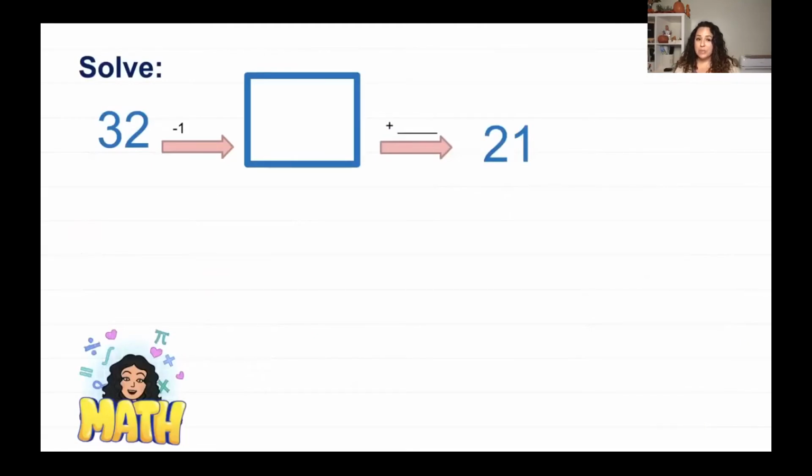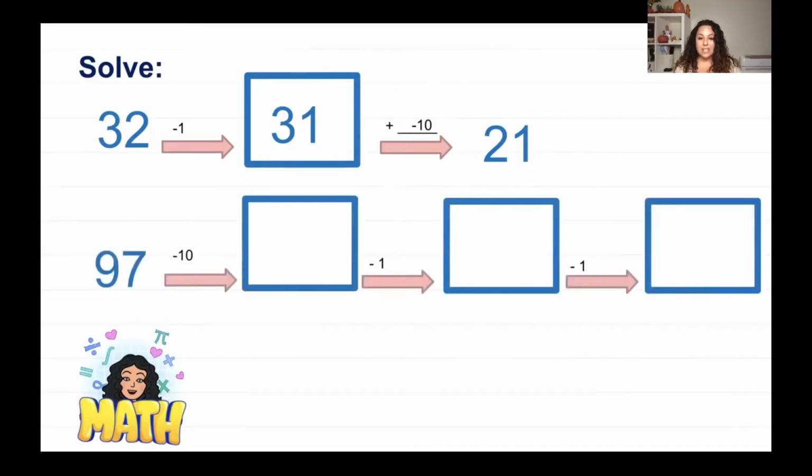We have 32 take away 1. Let's go ahead and look at this arrow way. I have 32 minus 1. So when I have 32 minus 1, I'm going to go the opposite way on my hundreds chart, and that is 31. Now, I want you to look at this problem because it already gave me the answer. It's 21, but the only thing that's missing is this right here. To get from 31 to 21, did I subtract 10 or did I subtract 1? I subtracted a 10, so I'm going to go ahead and put a minus 10 right there because that's how I got to 21.